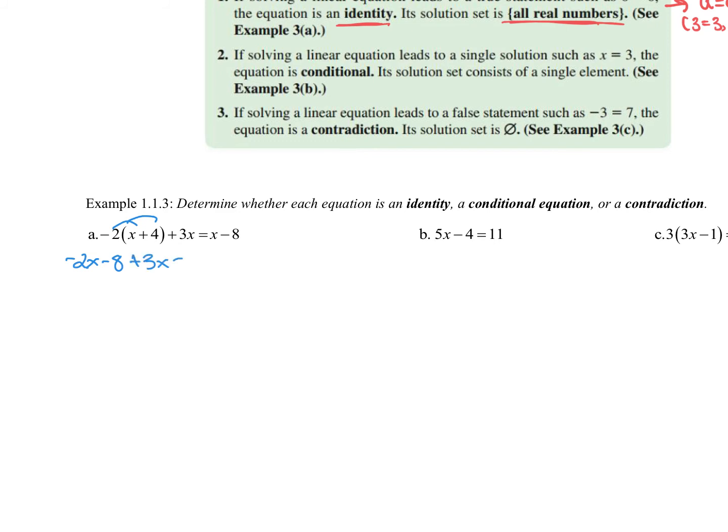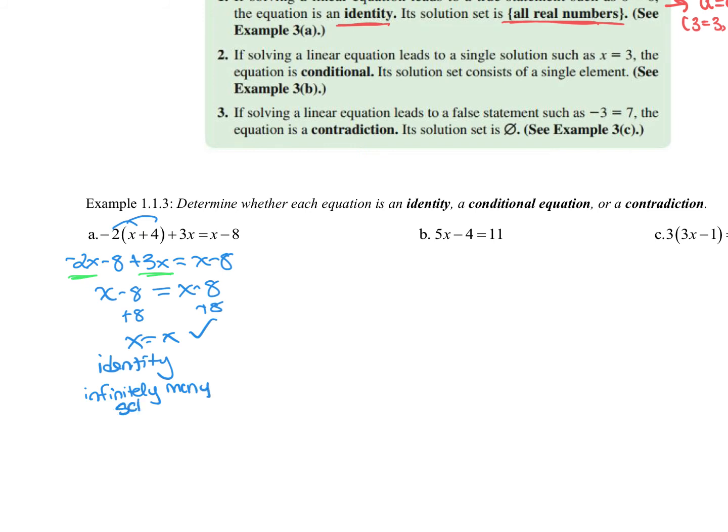Plus 3x equals x minus 8. I can combine like terms. Negative 2x plus 3x is going to be an x minus 8 equals an x minus 8. And then if you add 8 to both sides, you get x equals x, which is a true statement. X is equal to x, so this is the identity. And it has infinitely many solutions, or we can write all real numbers as the solution set.